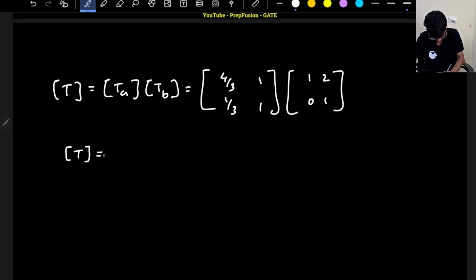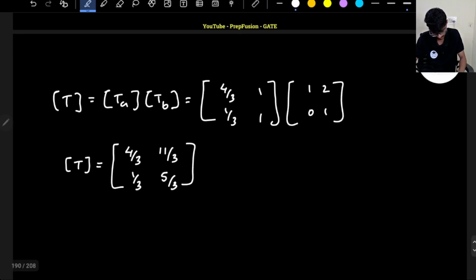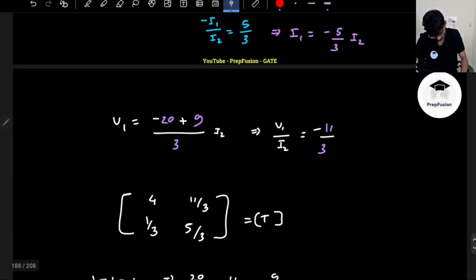So my T parameter will be equal to 4 by 3 into 0. So 4 by 3 into 0, this is 8 by 3 plus 1, and this will be 1 by 3 into 0, so 1 by 3, and this will be 2 by 3 plus 1, so 5 by 3. Isn't this the one that we derived with the previous method? So, okay, something is wrong.